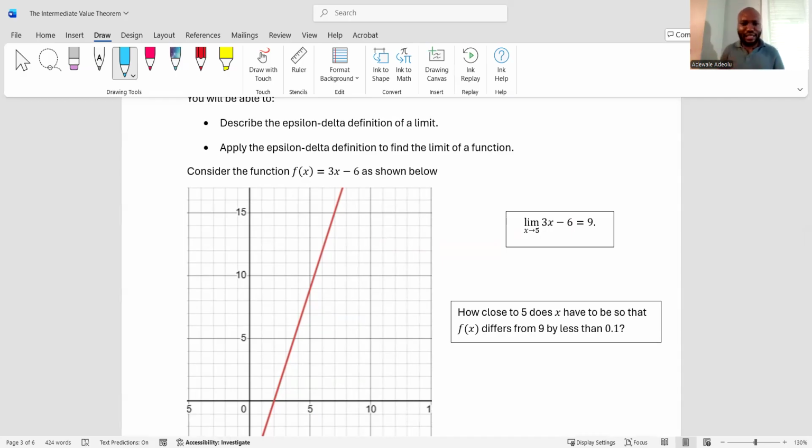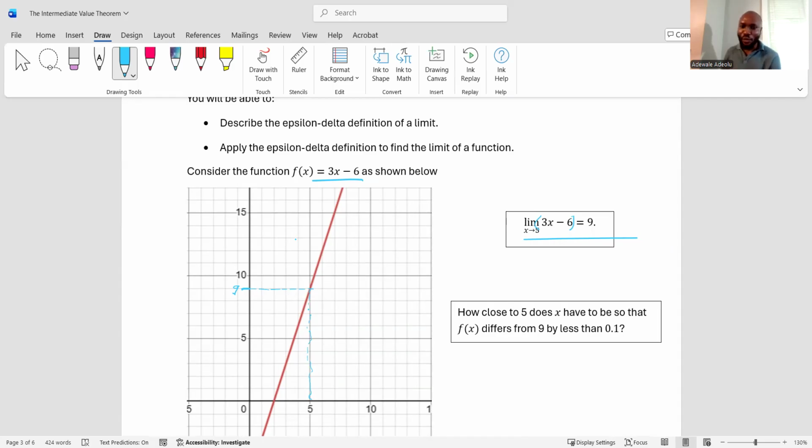Now, let us quickly consider this function. F of x equals 3x minus 6. Okay? We want to show that the limit of this function, 3x minus 6, as x goes to 5, is 9. Is that true? Yes, if we substitute, that is 15 minus 6, and that is 9. Okay, this is where I have 9. My 9 is here, and you can see my x is approaching that 5.